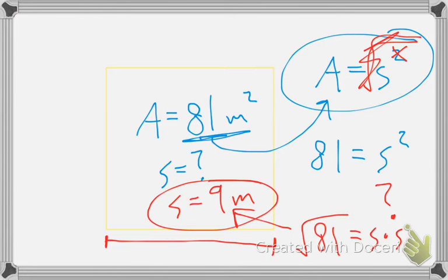So that is your introduction to formulas. You just got the formula for perimeter of a square, area of a square, perimeter of a rectangle, and area of a rectangle. Have fun with that.